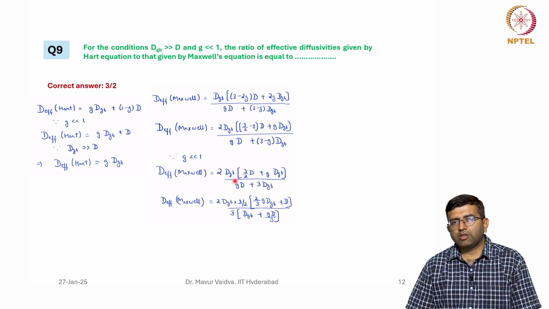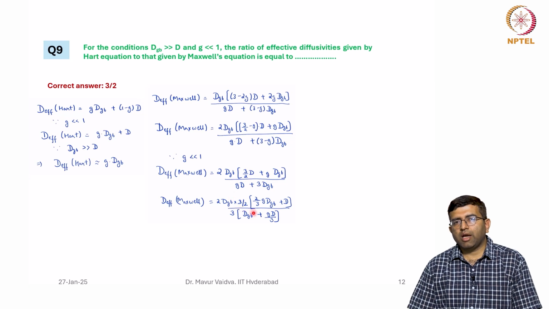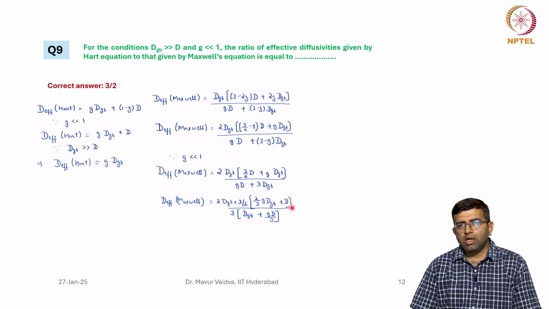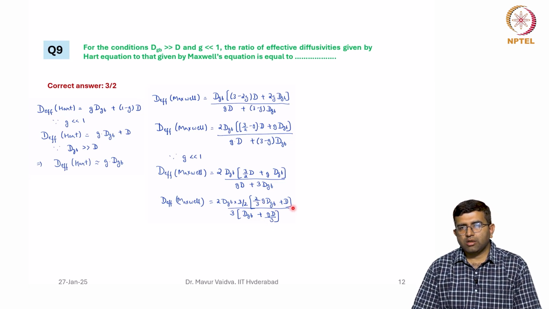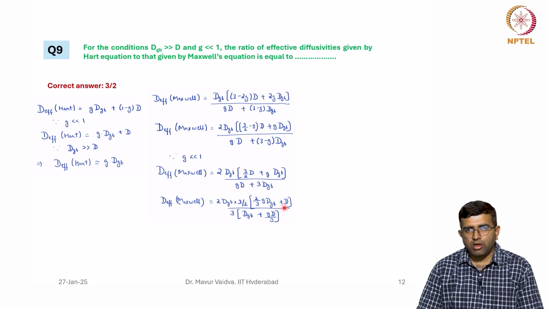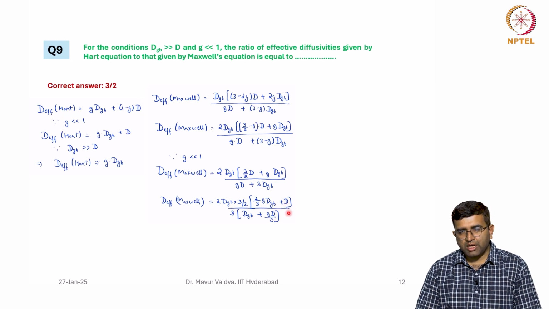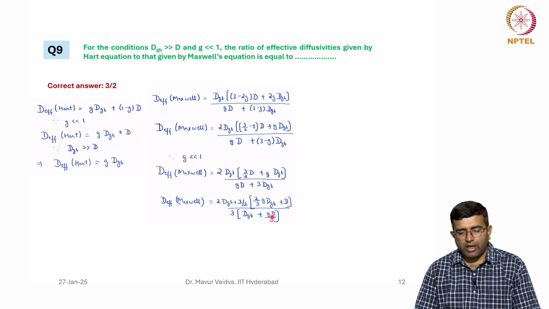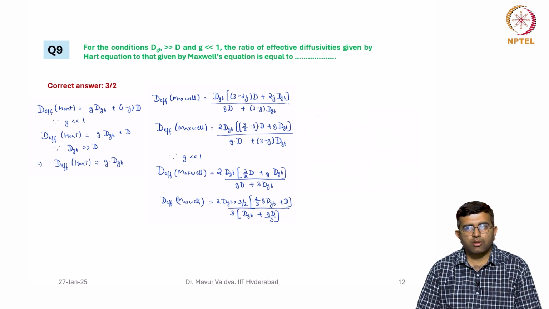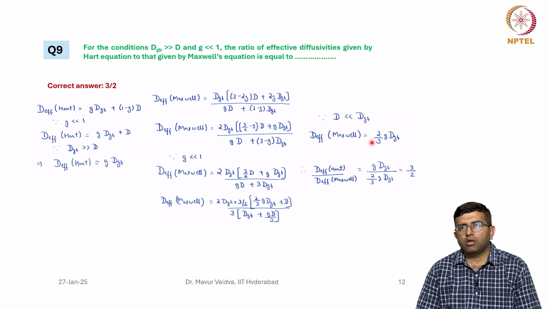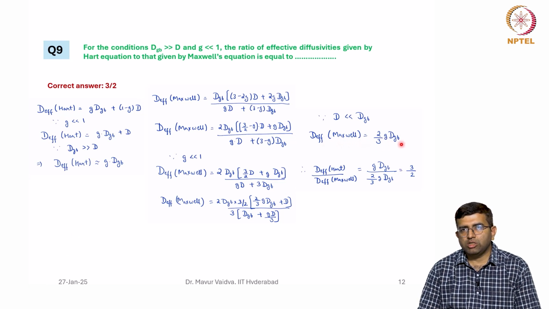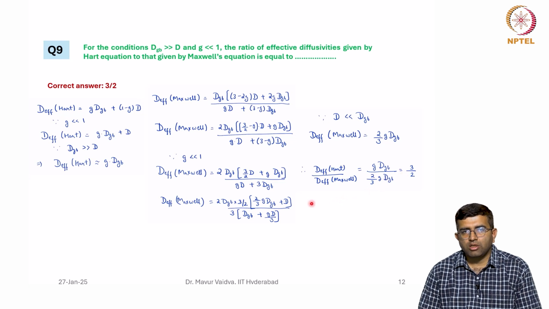So, now if I take 3 by 2 common and 3 common from the denominator, I get DGB plus gD by 3 and 2 by 3 g DGB plus D. Since again the D is much smaller than DGB, these terms can be neglected, and what we end up with is that the D effective in Maxwell's case is 2 by 3 g DGB. So, if you take the ratio of both of them, it comes to be 3 by 2.